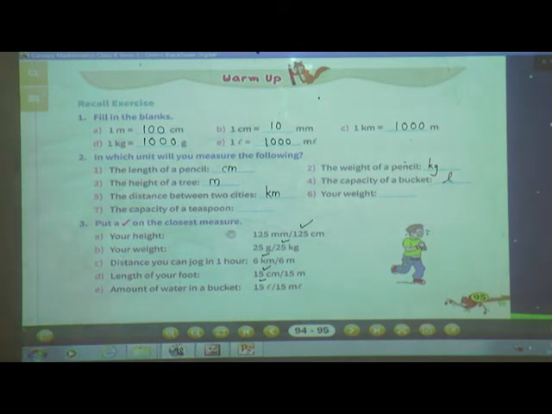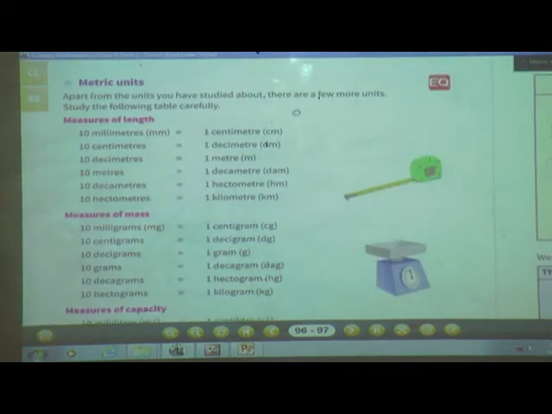Now, clear till here? This is the recall of grade 3, whatever you have studied about measurement. Now we are going to study the new concept in this chapter, that is metric units. Apart from the units you have studied, there are a few more units. Now study the following table.